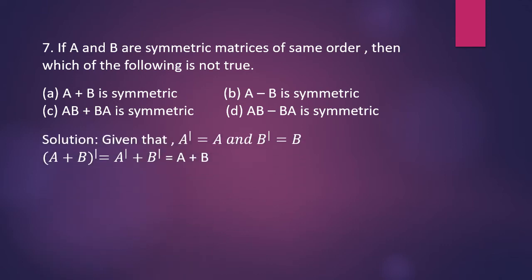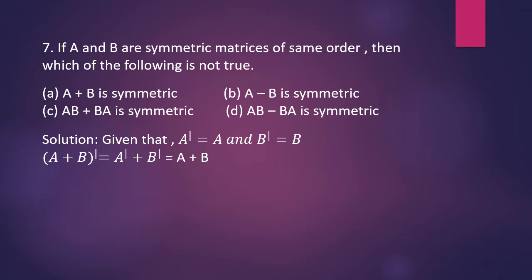First, you must know what you mean by symmetric. A and B are symmetric matrices means if you take the transpose of the matrix, you will get the same matrix. That is, A dash is equal to A and B dash is equal to B implies A and B are the symmetric matrices. So we consider the first option.